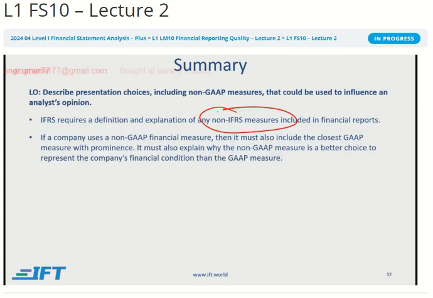So IFRS says if the management is using any non-standard non-IFRS measures, well, they need to give a definition and explanation, and you need to read that before you take those measures into account. And they must also explain why this measure is being used. Why is it a better choice, instead of just giving the standardized measures.